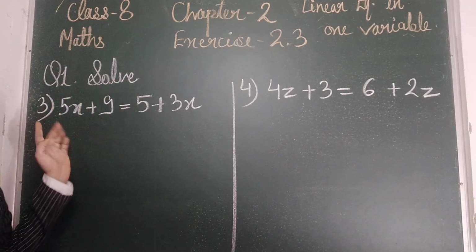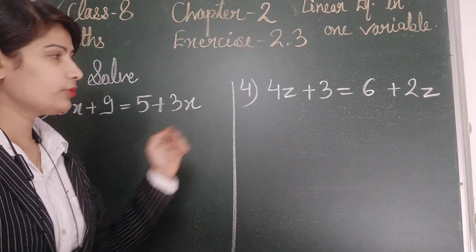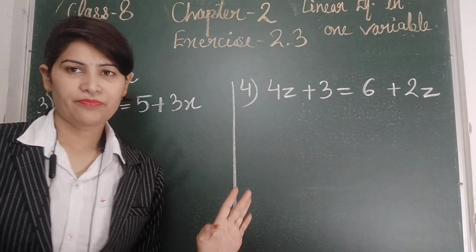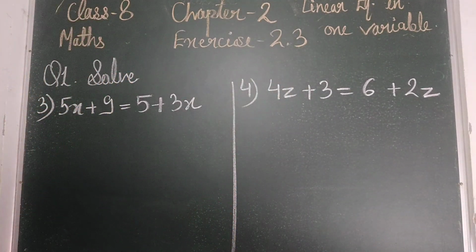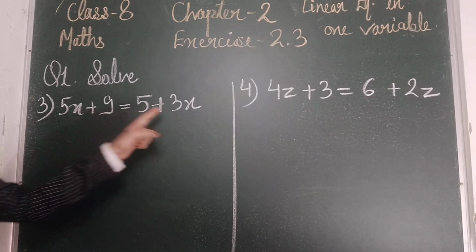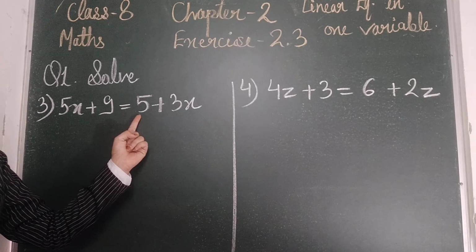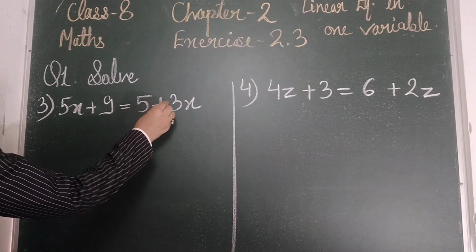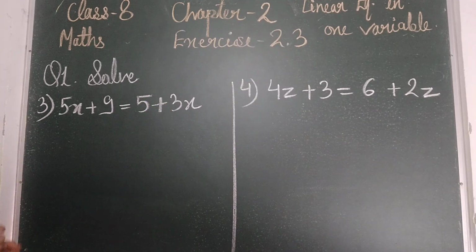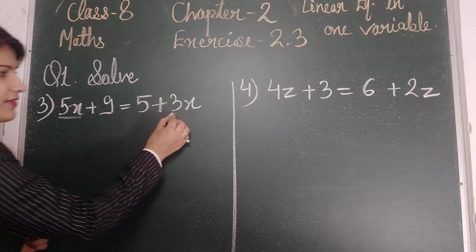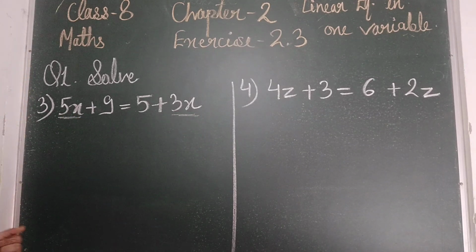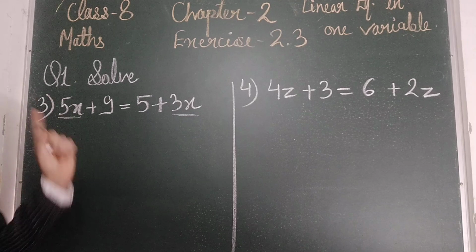Question number 1 solved. So the third part, look at exercise 2.3. Question number 3. What is question number 3? Left hand side and right hand side are given. Here 5x plus 9 and here 5 plus 3x. Now first look at the variable terms. Here 5x and 3x both are variable terms, okay, and 9 and 5 are numbers.